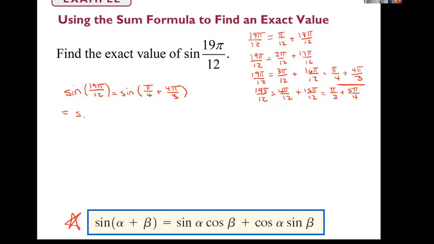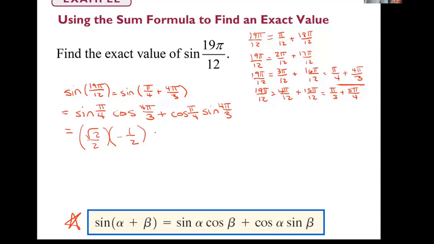So this is equal to the sine of pi over 4 cosine of 4 pi over 3. My signs stay the same, so it's plus, and then I have cosine of pi over 4 sine of 4 pi over 3. And I can evaluate this, right? The sine of pi over 4 is radical 2 over 2. The cosine of 4 pi over 3 is negative 1/2, good. And then plus the cosine of pi over 4, which is radical 2 over 2, and the sine of 4 pi over 3, radical 3 over 2.